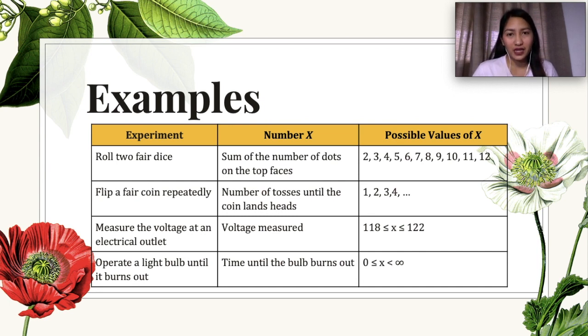Tapos, yung pangatlong example dito is to measure the voltage at an electric outlet. So, yun yung ating third example. So, yung x is the voltage measured, where the possible values of x is a number from 118 up to 122. Another type of random experiment, yung last example dyan, is to operate a light bulb until it burns out. So, yung x mo is the time until the bulb burns out. So, the possible values of x is 0 to infinity.